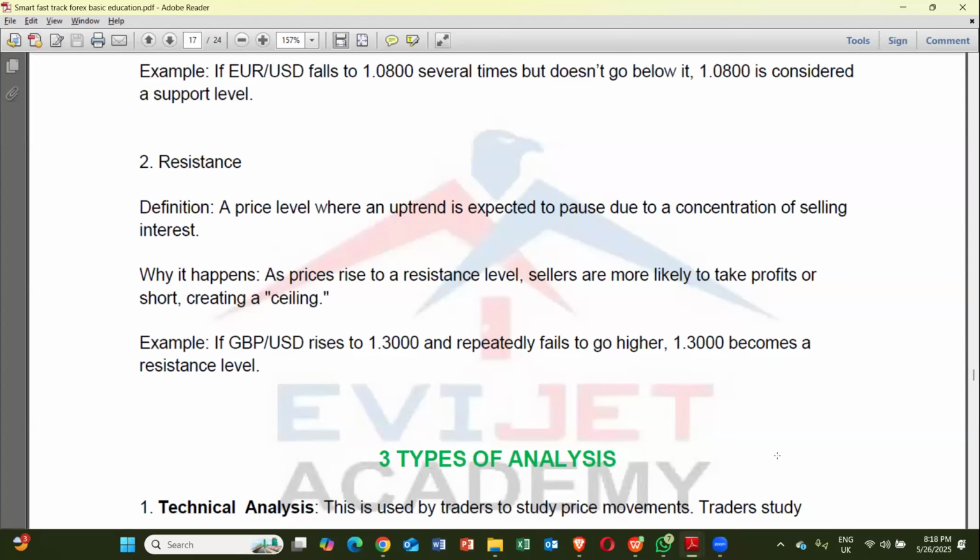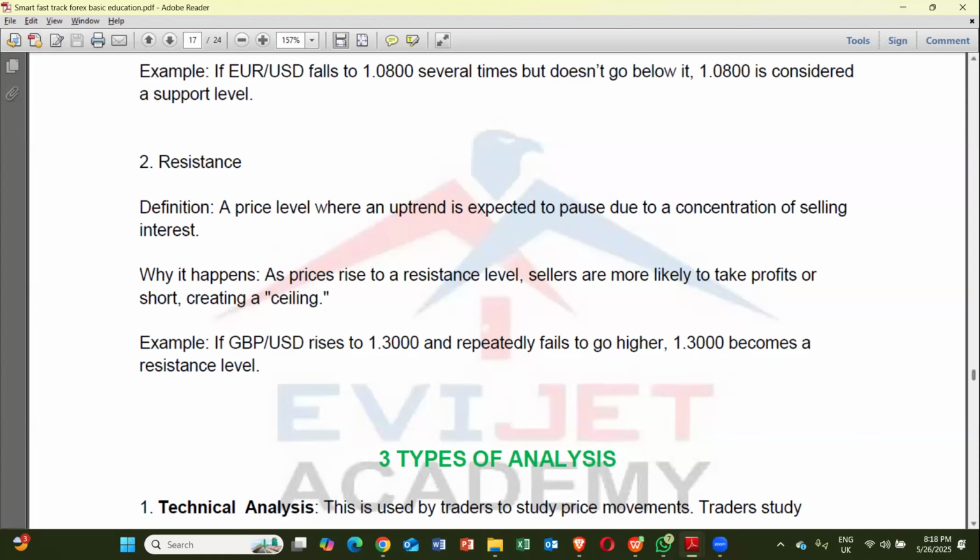So here, GBP/USD is used. If GBP/USD rises to 1.3000 and repeatedly fails to go higher, 1.3000 becomes a resistance level.